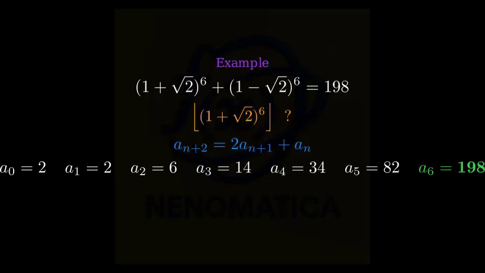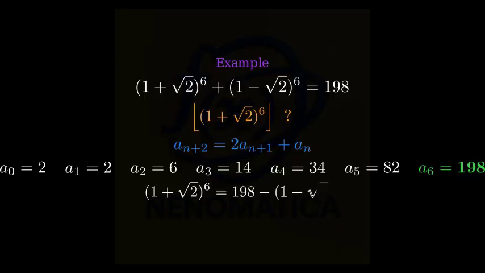For the sequence a_n = (1 + √2)^n + (1 − √2)^n, you can show the recurrence a_{n+2} = 2a_{n+1} + a_n, with a_0 = 2 and a_1 = 2. Marching forward gives a_2 = 6, a_3 = 14, a_4 = 34, a_5 = 82, and finally a_6 = 198.